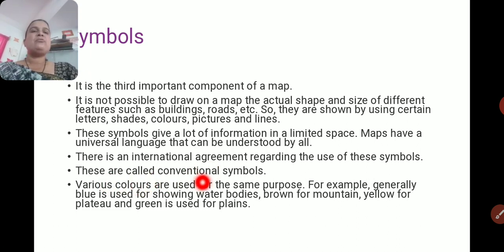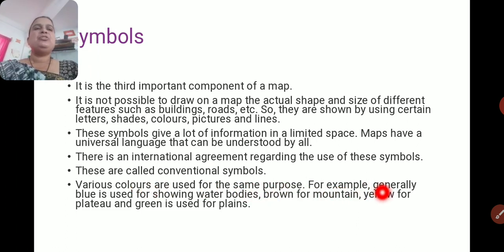These are called conventional symbols. Conventional symbols are the same in any corner of the world. The same symbols, shades and letters are used to locate particular places or things on the map. Various colors are used for the same purpose.